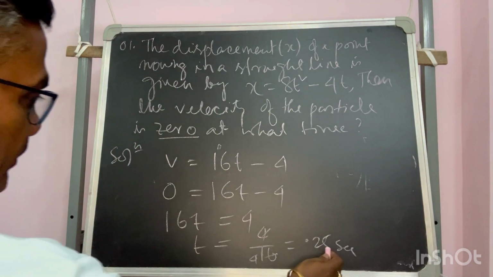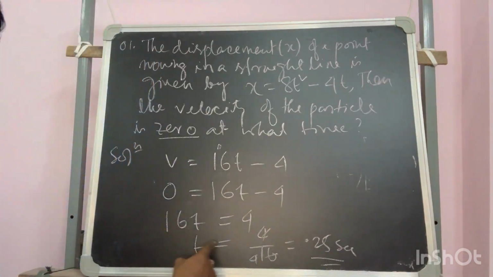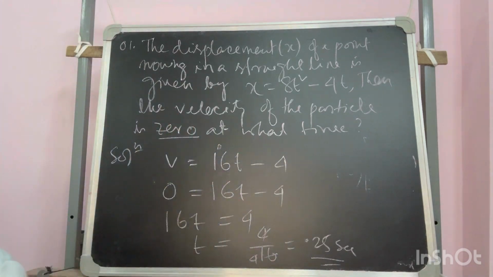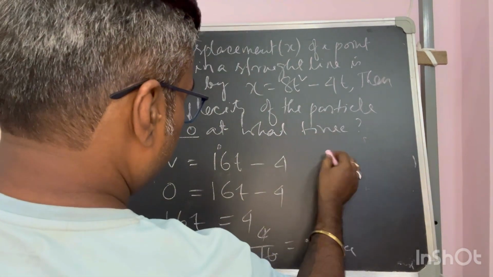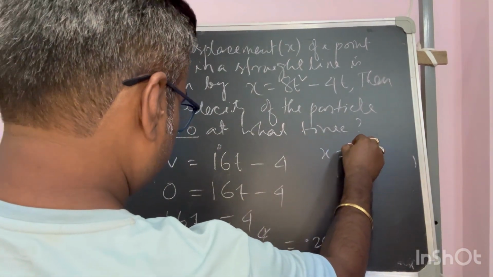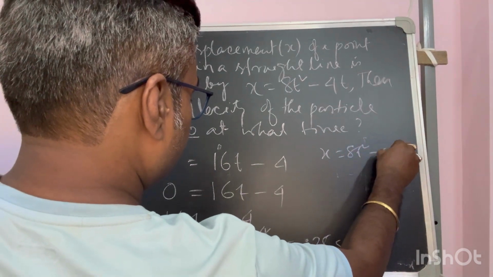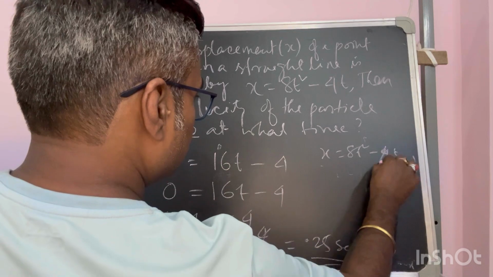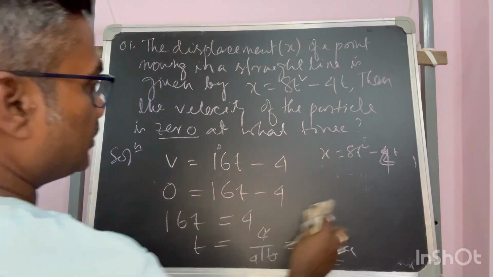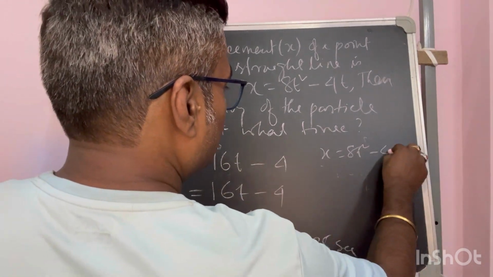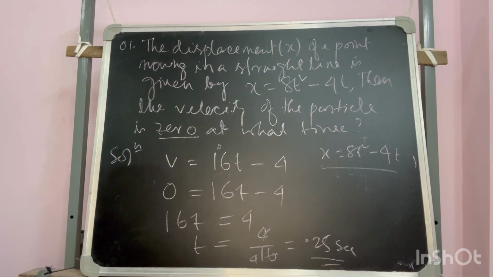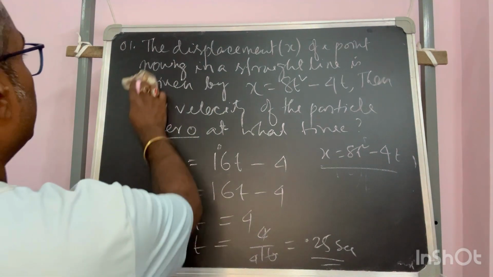At what time? That means at 0.25 second, for the equation given x is equal to 8t square minus 4t, the velocity will be 0 at this time. So this is the sum. Moving to the next.